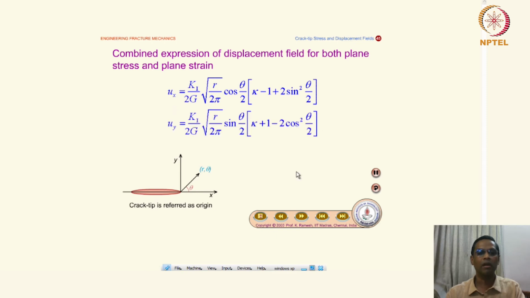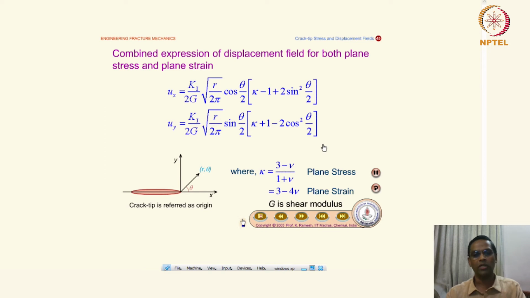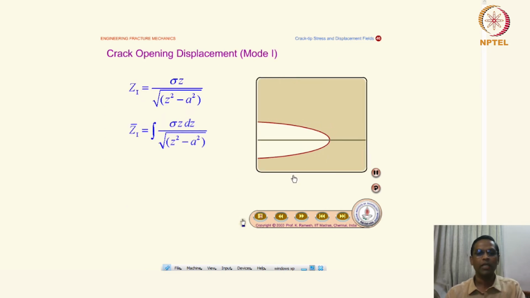So this is a combined form for the displacement field for both plane stress and plane strain, which is given by this constant, which is also given in most of the textbooks. The other important point we have to now remember is crack opening displacement.